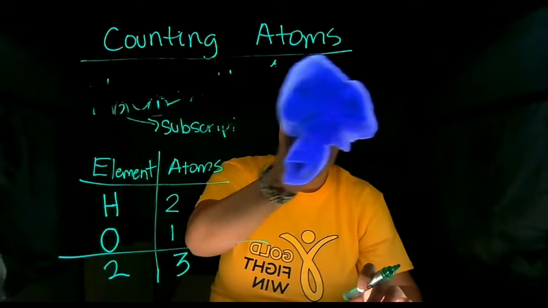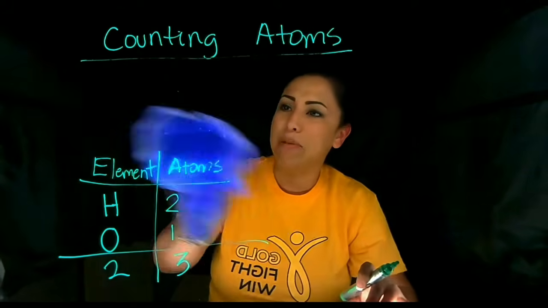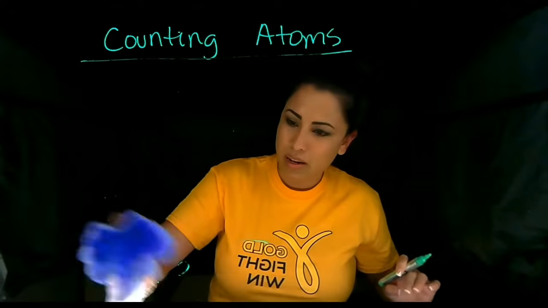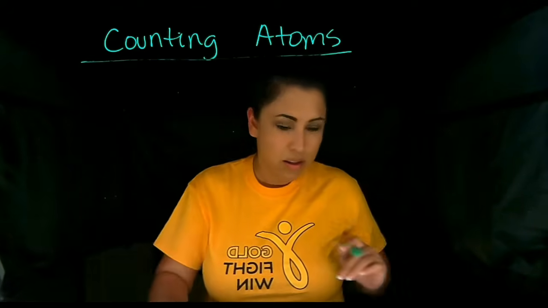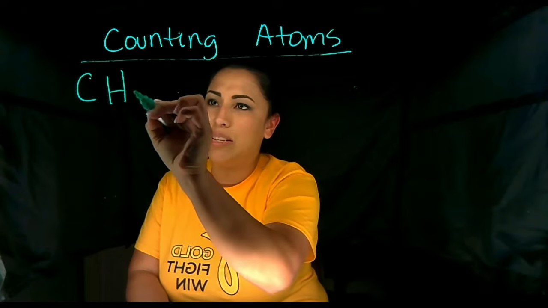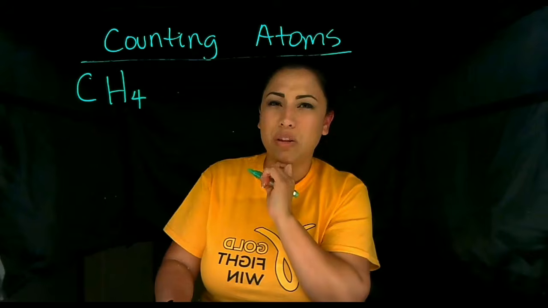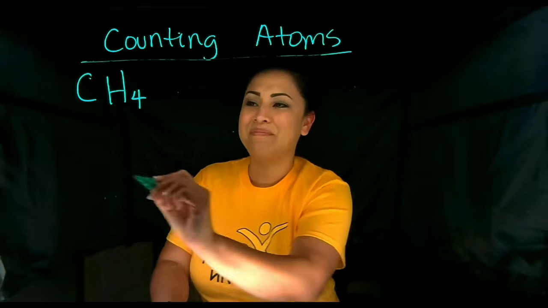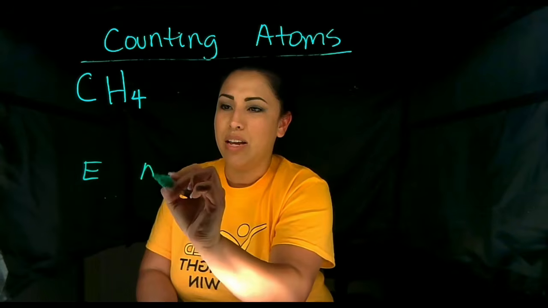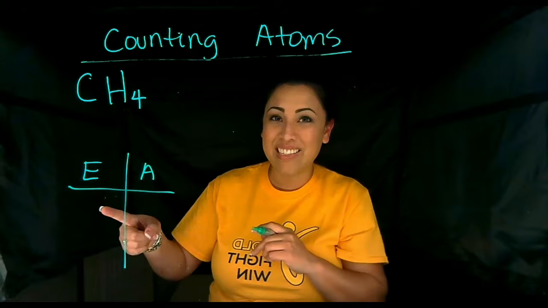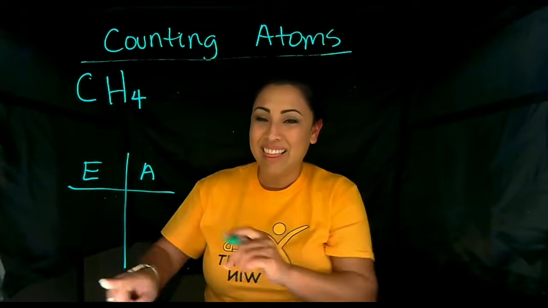So go ahead, underneath that, we're going to write our next chemical formula. Let's see, we'll start with another easy one, CH4. And try to do this one by yourself first. So what is the first step we start with? EA chart. It's in the name. EA chart. Okay. Next step is list the elements.